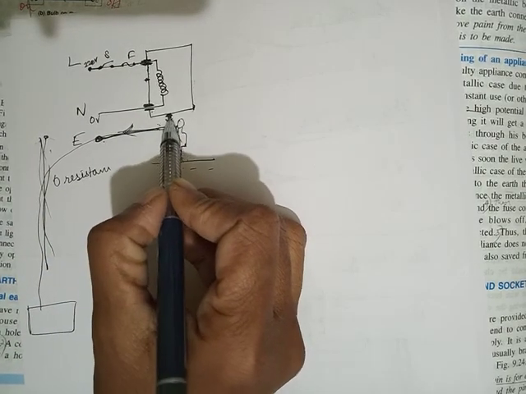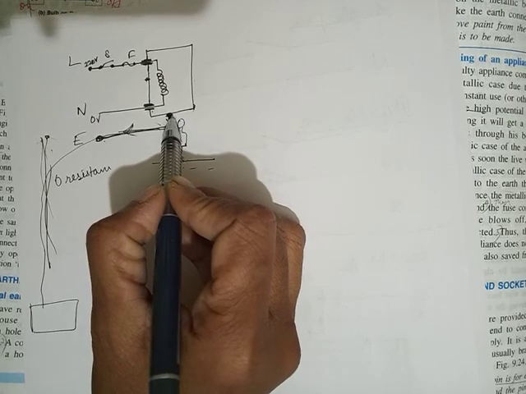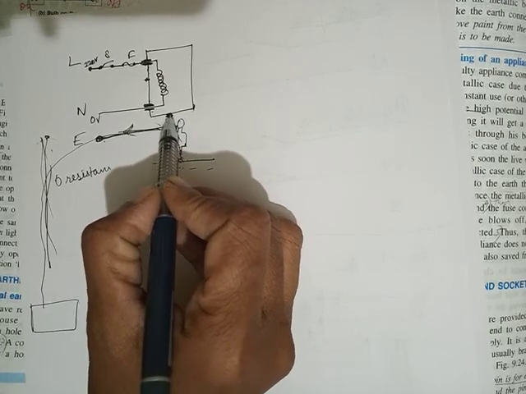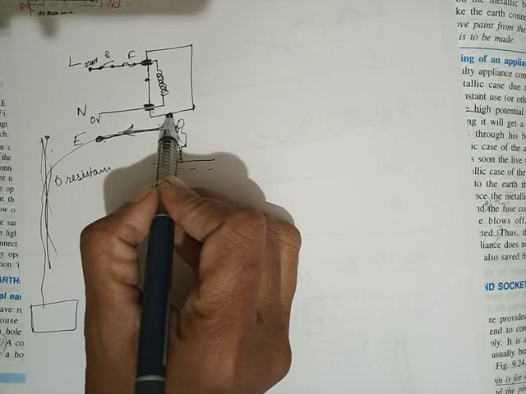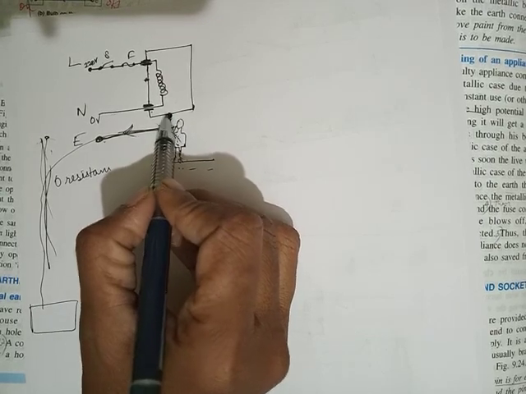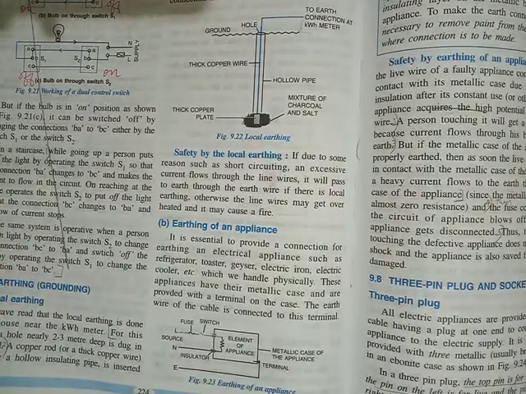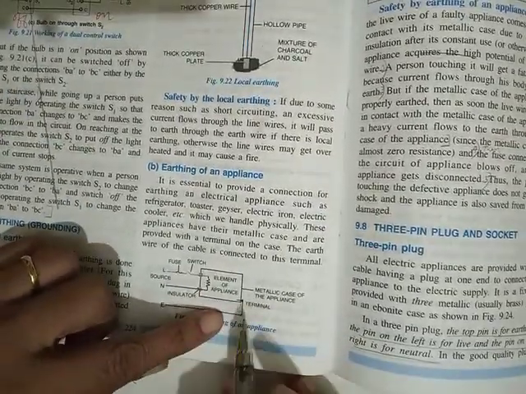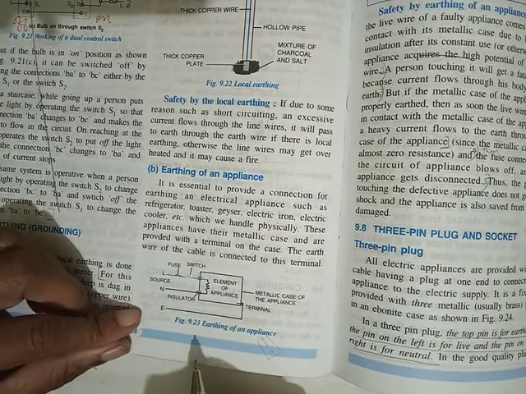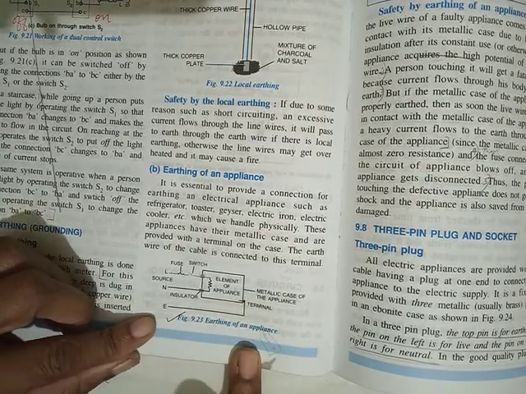So where they are connecting the earth wire, they'll remove the paint. Okay, because paint is an insulator. At that point alone, they'll remove the paint and then they will fix it. Then only contact will be made. That's why they have shown this kind of scraped thing. Okay, so this is the diagram for earthing of an appliance.